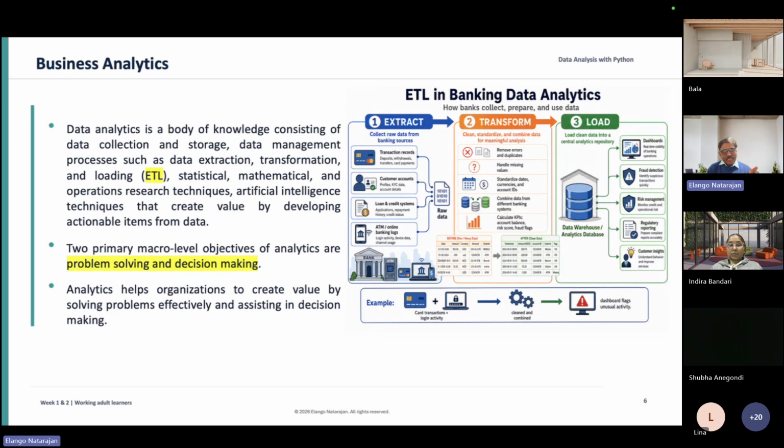So being the data analyst, the first part is the ETL process. The ETL process comprises extract, transform, and load. Once this is done, you can go for analysis. That analysis could be descriptive analysis, predictive analysis, or prescriptive analysis. That is what I'm going to discuss next.